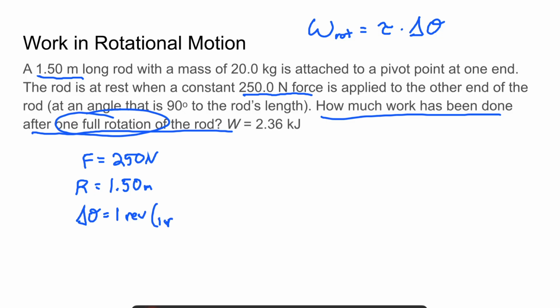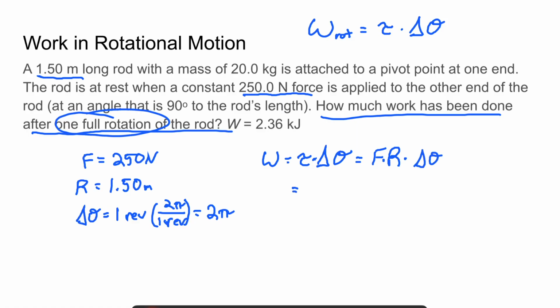And we know that for every one revolution, we have 2 pi radians worth. And we want to keep everything in radians when we're doing these problems. So our delta theta will be 2 pi. All right, so that means that our work is going to equal our torque times the angular displacement. Or if we break down our torque, we get force times radius times our displacement, right? So we plug in some numbers, we get 250 newtons.